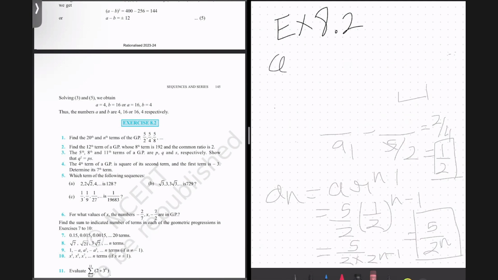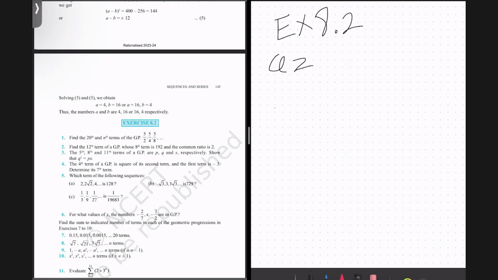Moving on, question number 2. Find the 12th term of the GP whose 8th term is 192 and the common ratio is 2. So let me just write this. A of 8 has been given to us as 192. R, which is the common ratio, has been given to us as 2. We need to find A of 12.